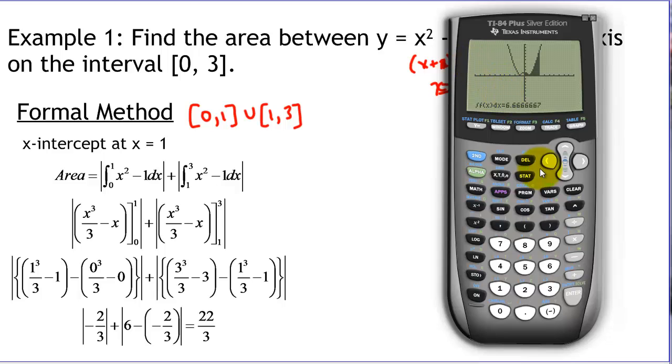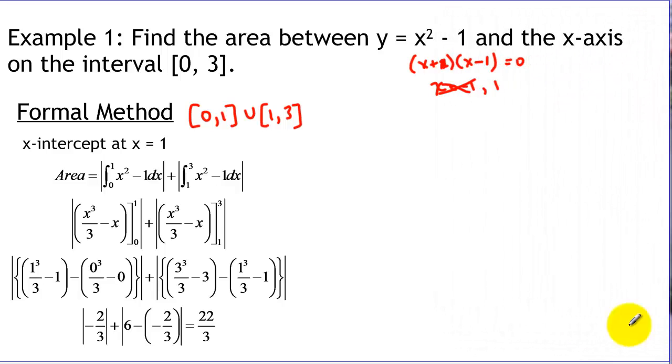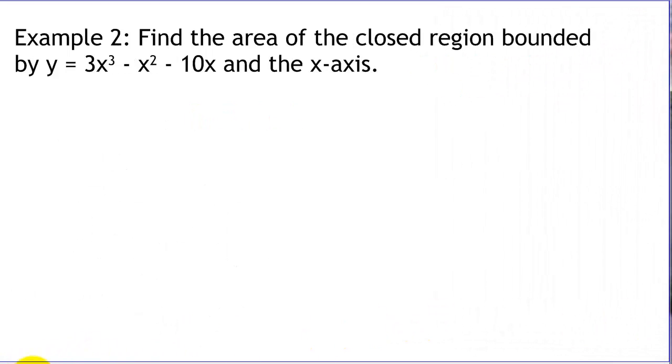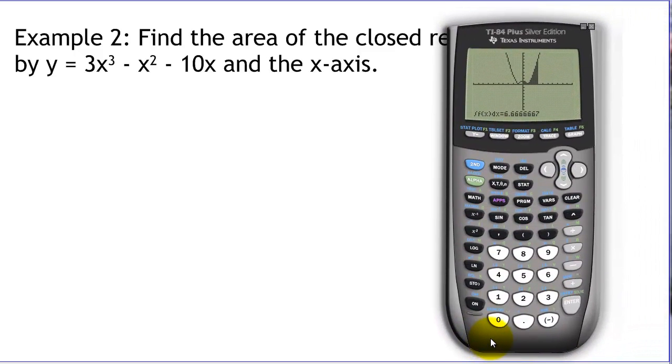So let's look at one last situation here. And on this problem, we're not given an interval. We're not given the left and right bounds. It's asking us to find the area of a closed region. So let's graph this function so we can talk about what I mean by that closed region.